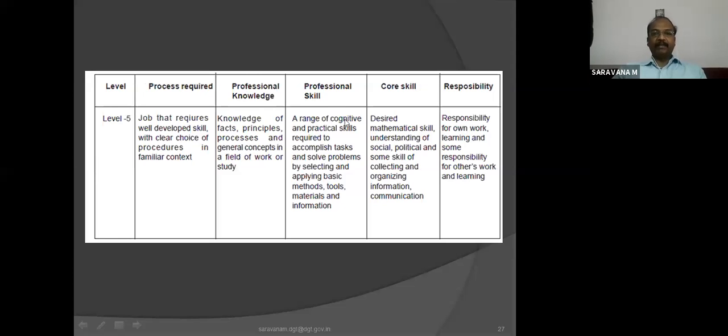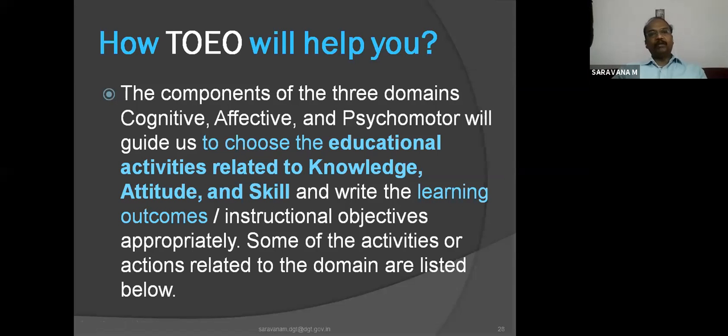See, for level 5, I say levels 1 to 10, we will discuss in detail when we discuss the NSQF topic. So how will this taxonomy of educational objectives help us? How will it be used by our teachers and trainers to choose the educational activities related to knowledge, attitude, and skill? And we can also write the learning outcomes properly or instructional objectives appropriately. So this taxonomy of educational objectives is used for writing the instructional objectives appropriately and the learning outcomes properly.